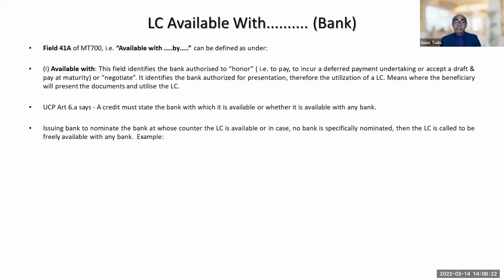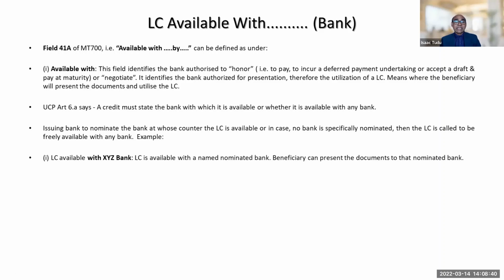Issuing bank to nominate the bank at whose counter the LC is available, or in case no bank is specifically nominated, then the LC is called to be freely available with any bank. Let us understand this entire thing with example. So if LC is available with XYZ bank, that means one bank has been nominated. It means that LC is available with a named nominated bank, and beneficiary can present the documents to that nominated bank. In this case, it is XYZ.